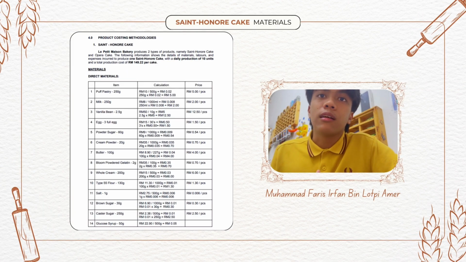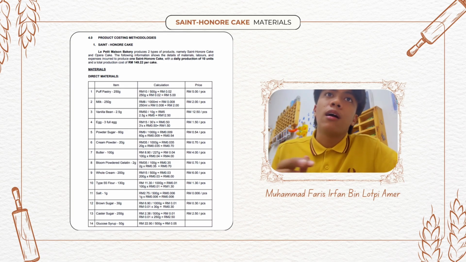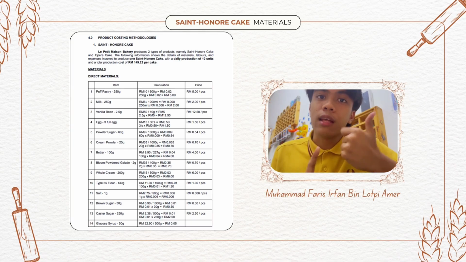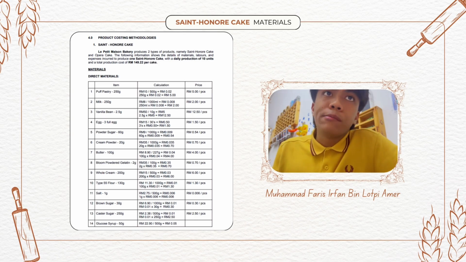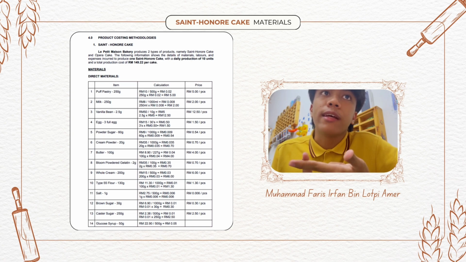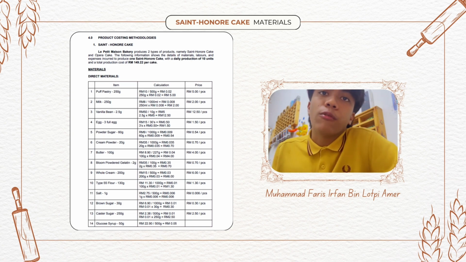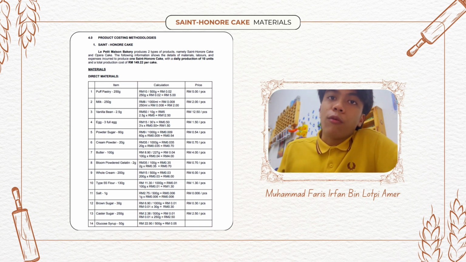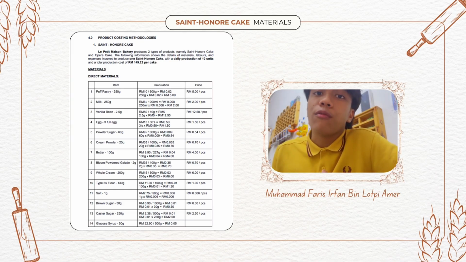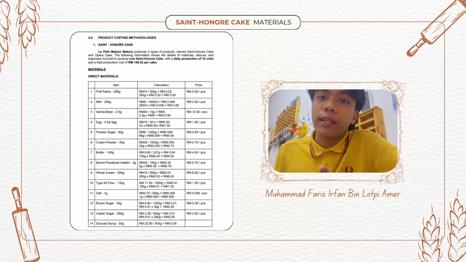Next one, I will be explaining the product costing methodologies. For this part, I will explain the materials and labor. For the first one, Petit Maison Bakery produced two types of products, namely Saint Honor cake and Opera cake. The following information gives the details of materials, labor, and expenses incurred to produce one Saint Honor cake with a daily production of 10 units and a total production of RM149.22.